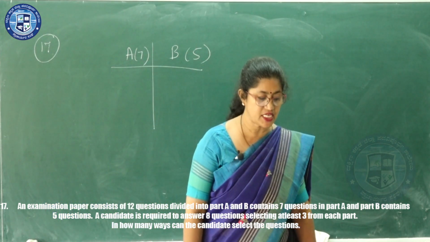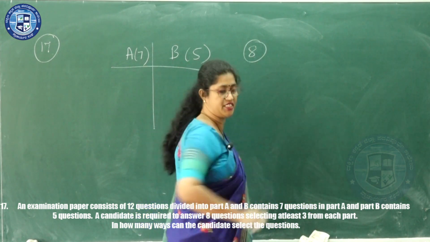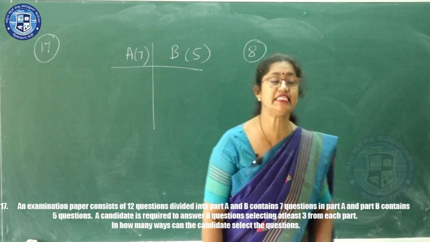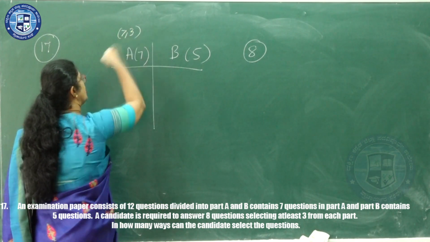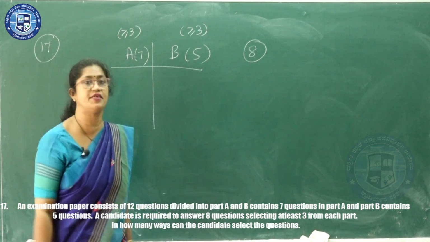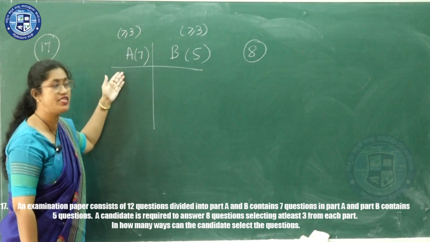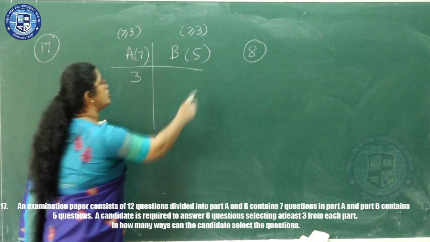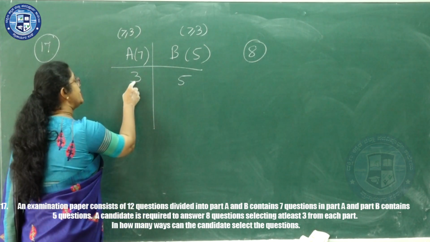A candidate is required to answer 8 questions. So totally 8 questions. And what is the condition? Selecting at least 3 from each of them. So this also should be greater than or equal to 3, and this also should be greater than or equal to 3. Let us see what are all the possibilities. If this has to be greater than or equal to 3, let me start with 3. To make it a total of 8, I need 5 more from here.